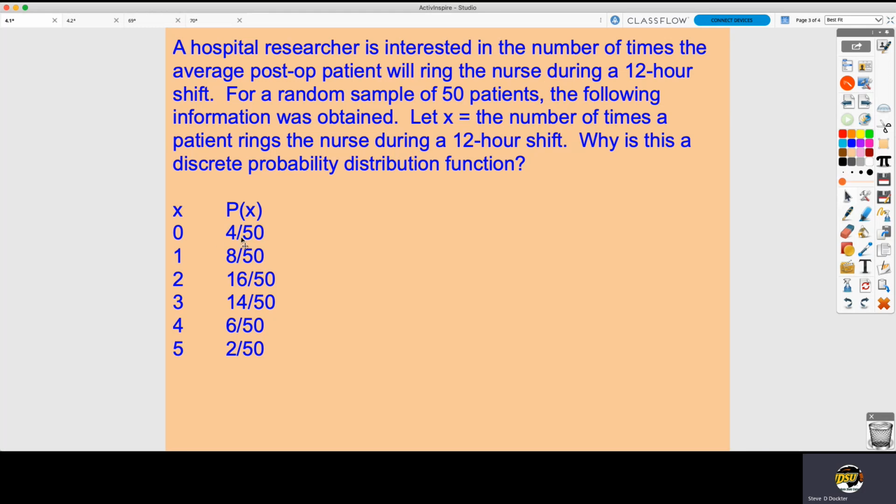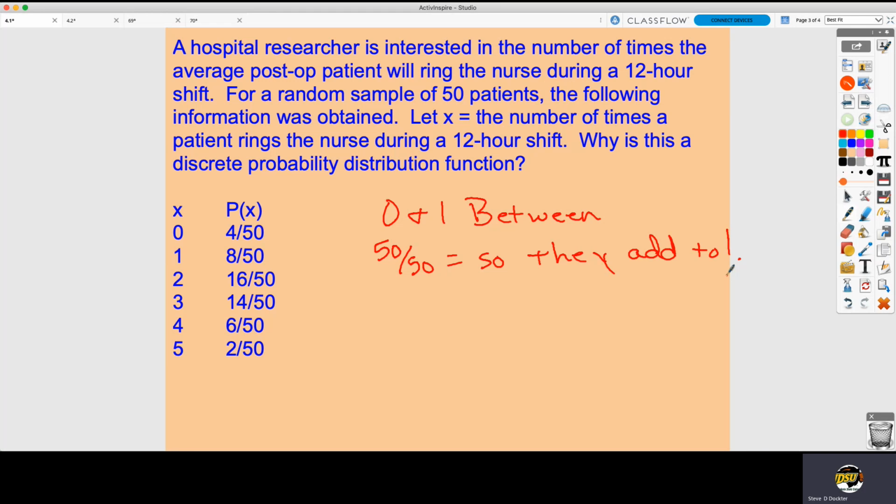So if we look at this, here's our probabilities for each one of these situations. What are the two reasons why this is a discrete probability distribution function? They are all between 0 and 1, yeah? Do they? Make sure. Yeah, they do. So if you add up all of these, they end up adding up to 50 out of 50. So they add to 1. You're going to be asked questions just as simple as that.